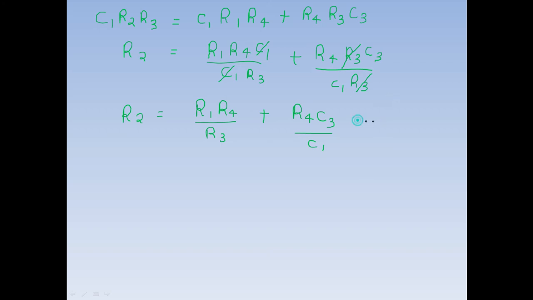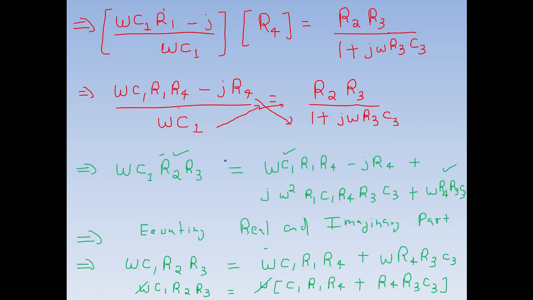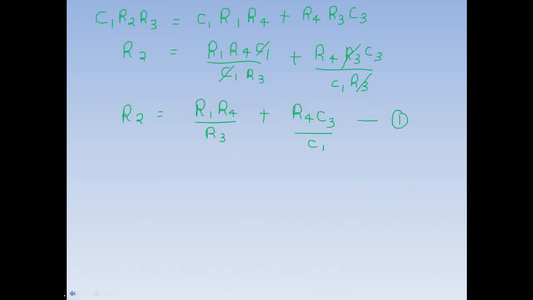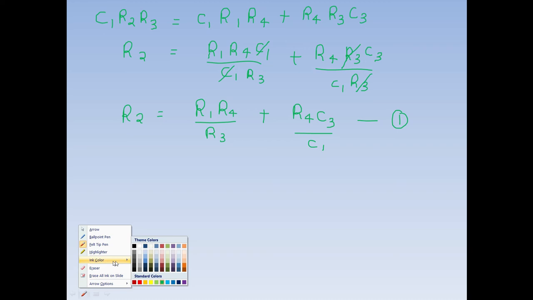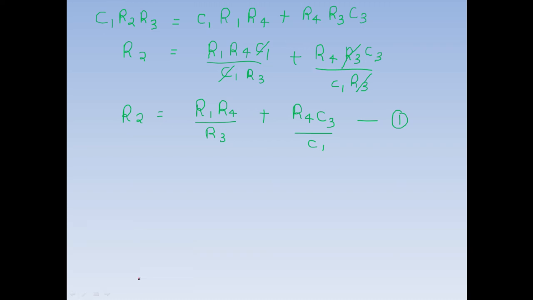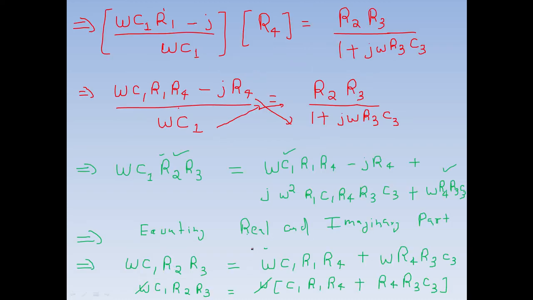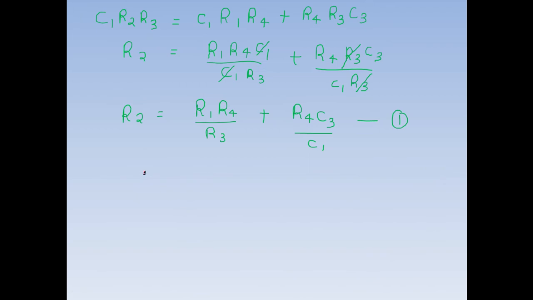This is our equation first. Okay, this is very important. Now equating the real part, now we have to equate the imaginary part. We have just equated the real part, now we have to equate the imaginary part. Imaginary part on the left hand side is 0.